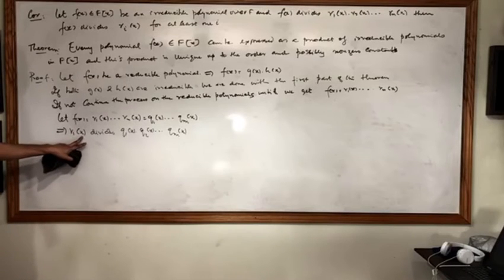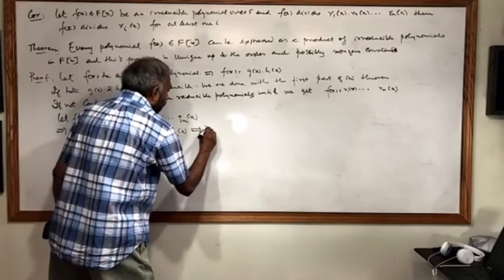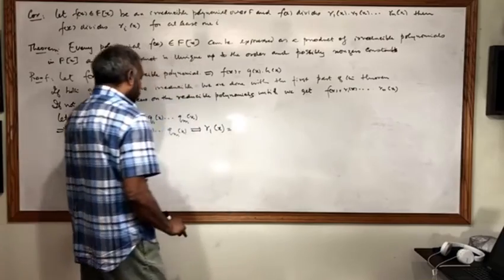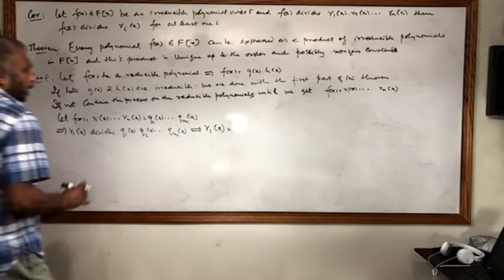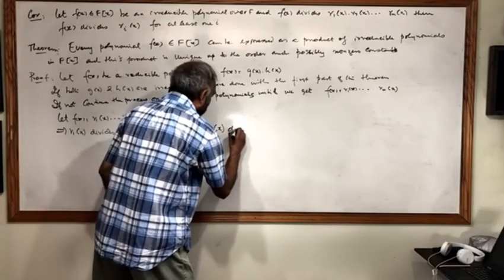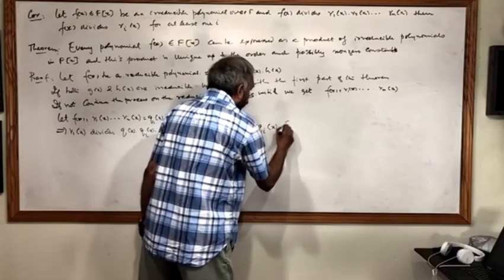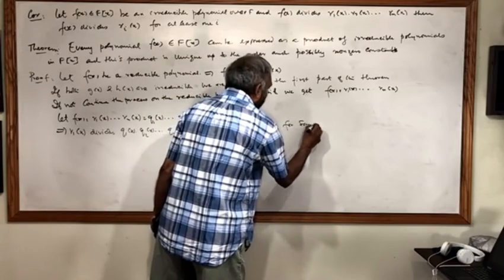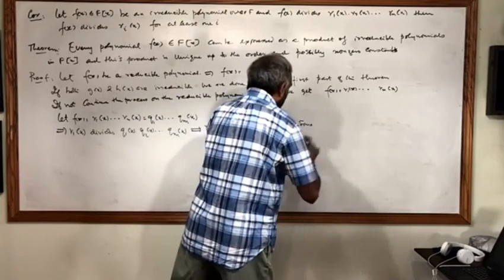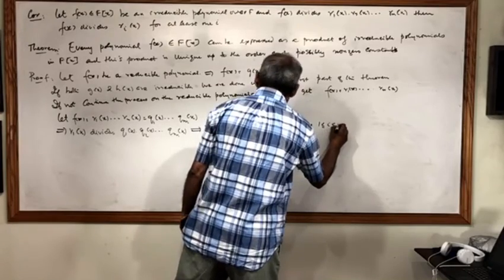R1 of x is irreducible and this divides this. That implies R1 of x divides qi of x for some i, for some i with 1 less than or equal to i less than or equal to m.